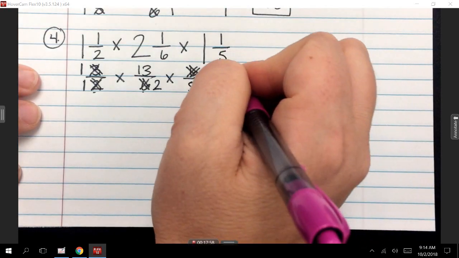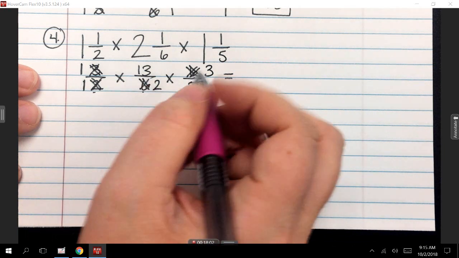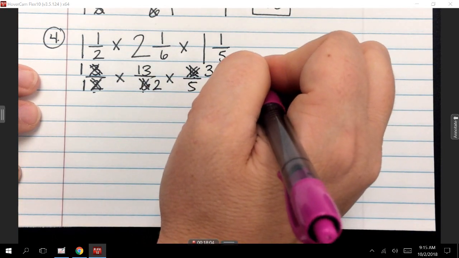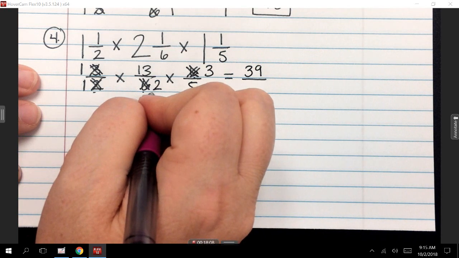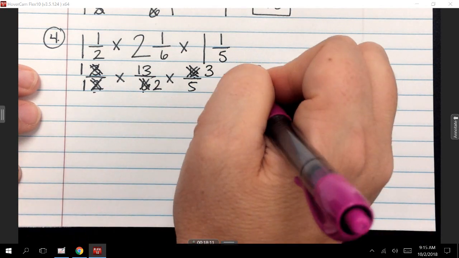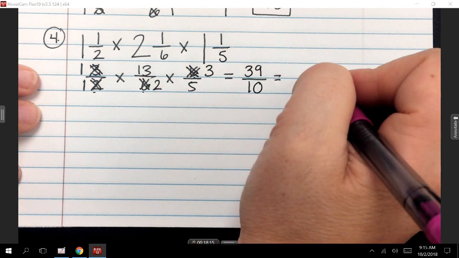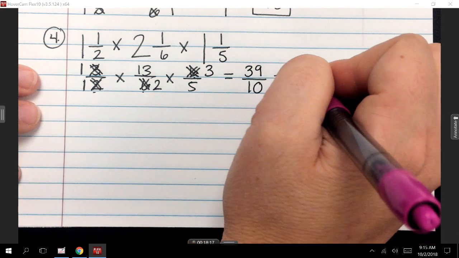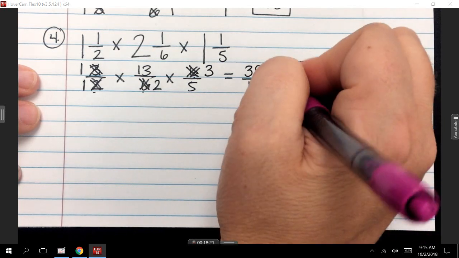All right, so now when we multiply, 1 times 13 is 13. 13 times 3 is 39. 1 times 2 is 2. 2 times 5 is 10. How many times will 10 go into 39? 3 with 9 left over.